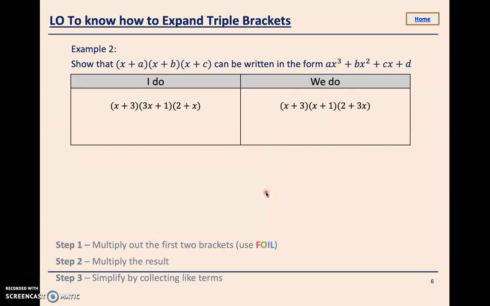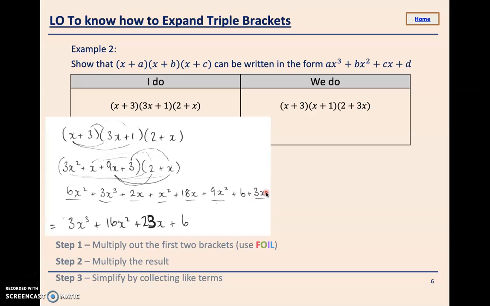So again, they want us to rewrite this in the form ax cubed plus bx squared plus cx plus d. So again, we times the first two brackets. So x times by 3x, the first two terms, 3x squared. X times by 1 gives us x, they're the outer terms. 3 times by 3x gives us 9x. 3 times by 1 gives us 3.